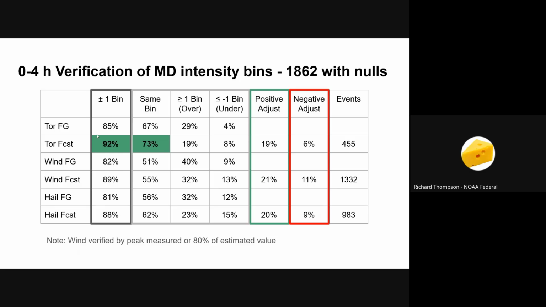But if you notice here for the TOR forecast, the wind forecast, the hail forecast, those are all near 90% within plus or minus a bin. And the verifying in the same bin ranges from 55 to 73%. So we're almost right where we want to be. And if you look over here in these positive adjust and negative adjust columns, basically, does the forecaster make it better? That's a positive adjustment. If you compare the percentages, it's either 2 or 3 to 1. We're improving it versus making it worse from the first guess. So the forecaster's adding some nuance here in these 1,862 MDs.